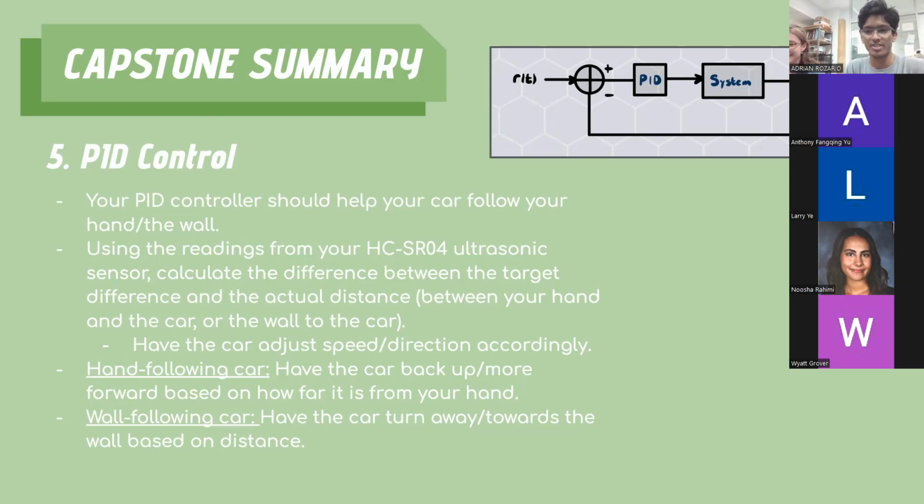You'll need to experiment with it to see what a good distance would be, one that you can reliably follow with your car. Based on the type of car you're using, either the hand following or the wall following car, your code might be slightly different, but the general idea is the same: you want to turn, speed up, or slow down your car based on how far away it is.